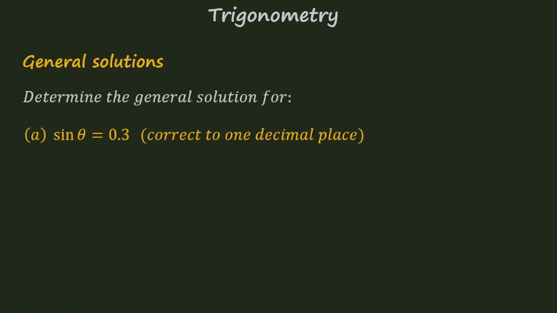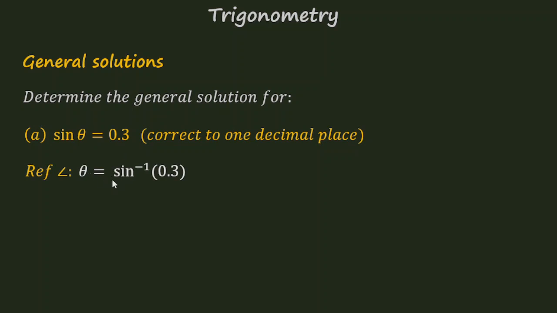Let's now look at the general solutions. In this case, we just find the solution that works for all the values of theta without any interval. We are not given a restriction as to which values of x we should find. We've been given sine theta equals 0.3, and we have to solve to correct to one decimal place. We know the steps. We first find the reference angle. On the left hand side, we only have the sine of theta and some numeric value on the right, so we can simply move on to find the reference angle.